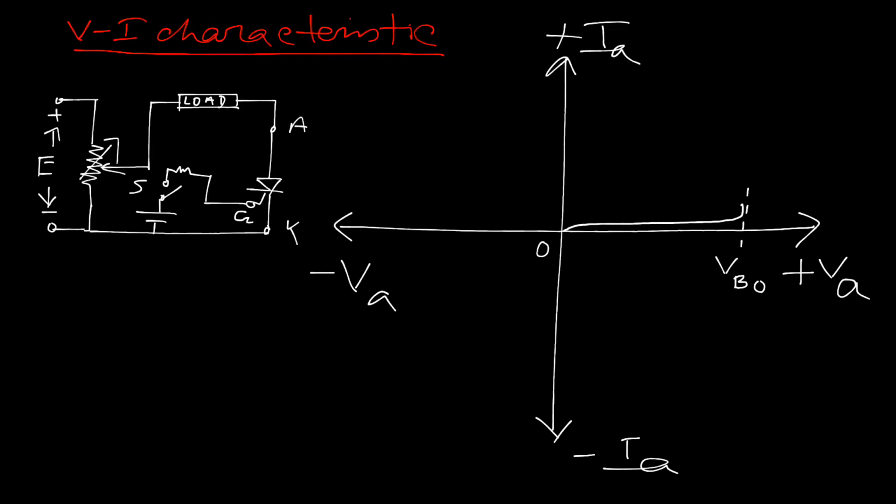In this mode of operation, only the leakage current, very small in magnitude, is flowing through the switch. That is a very negligible amount. After we cross the voltage, or try to increase the voltage above VBO, then what happens? Then the switch is in the on state.